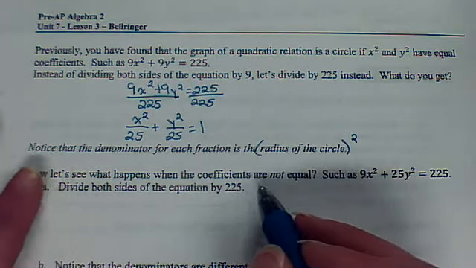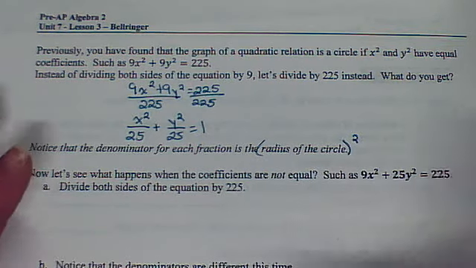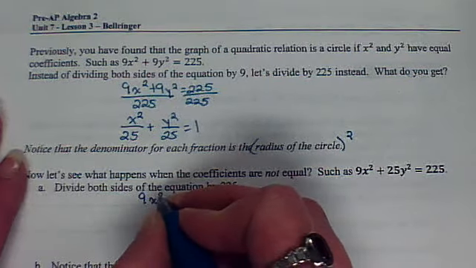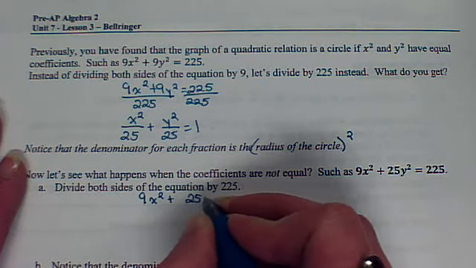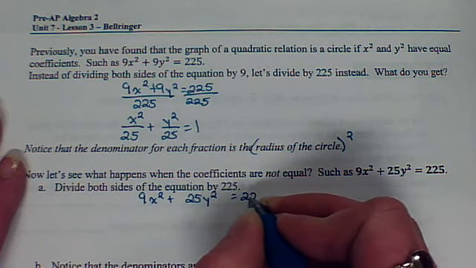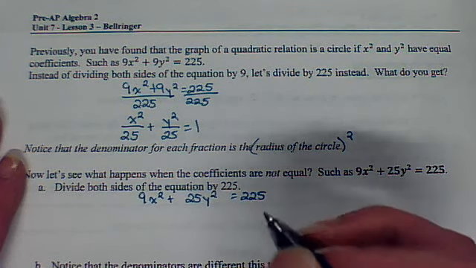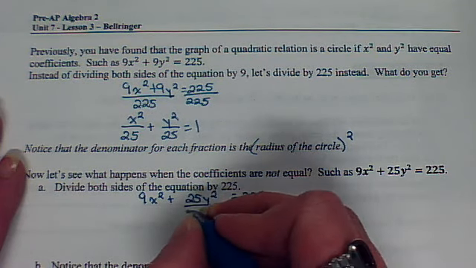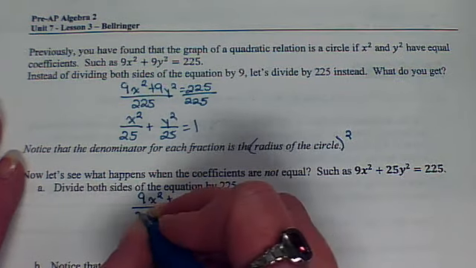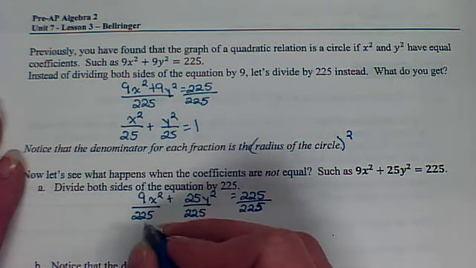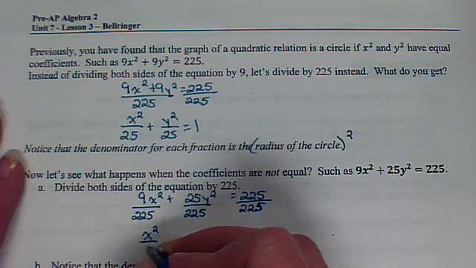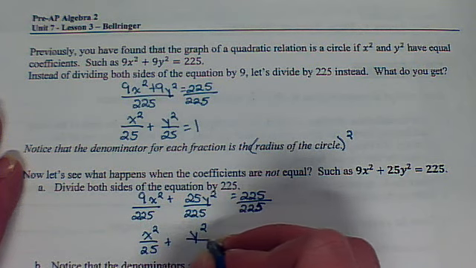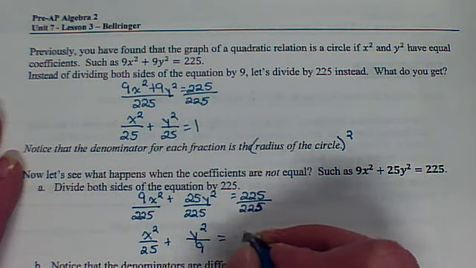Now what happens if the coefficients are not equal? Let's take a situation like this. What if we have 9x squared plus 25y squared equals 225? What's going to happen on this one if I divide through by 225? I'll get x squared over 25 here, but here it changes. This is going to be y squared over 9 equals 1.